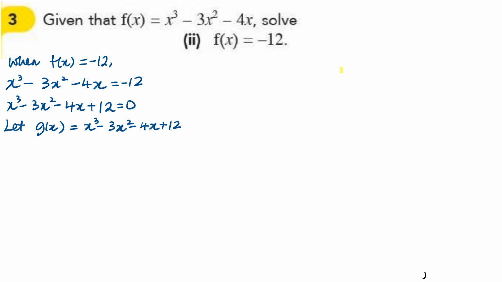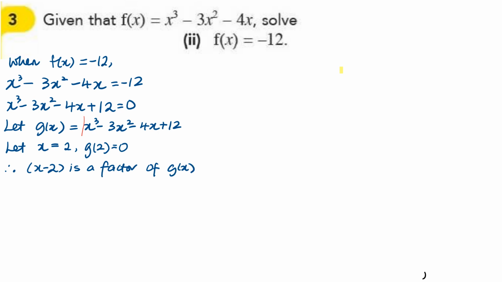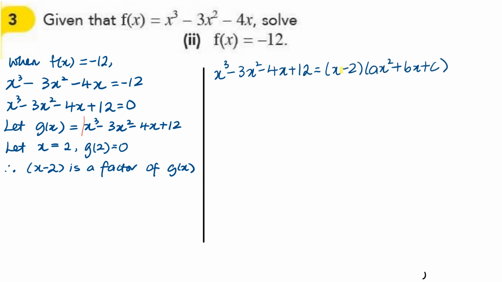The coefficient of x cubed is positive 1, so we have no problem with that. We can key in your values of a, b, c, d, and one of the solutions will be x equals 2. So g of 2 equals 0 using the factor theorem. Therefore x minus 2 is a factor of g of x. Then we rewrite it as x cubed minus 3x squared minus 4x plus 12 equals your linear factor x minus 2 multiplied with a quadratic polynomial. A linear times a quadratic will give you a cubic. So this is your linear.